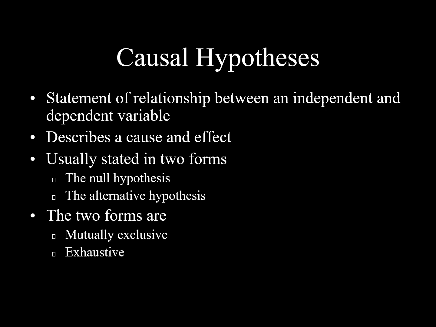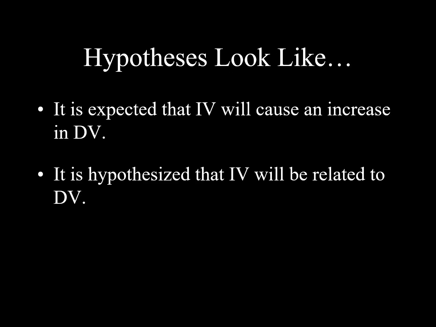In other words, the study should be able to either support the alternative hypothesis, the stated hypothesis, or support the null hypothesis, that there is no relationship. Good science usually has this. The two forms are mutually exclusive and exhaustive. So let's just go through some examples of what hypotheses look like.